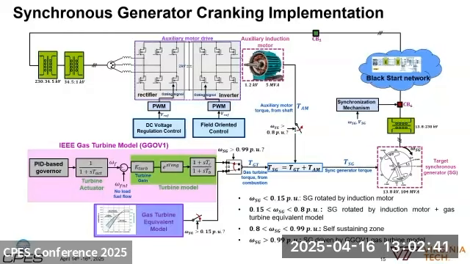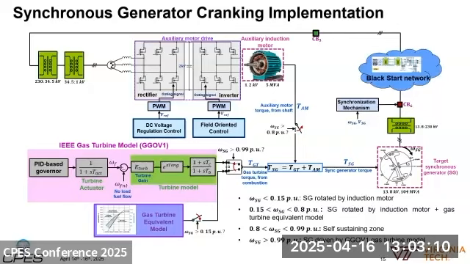And we have a variable frequency drive. It has a back-to-back structure, and the rectifier side is controlled to maintain the DC link voltage. The inverter side utilizes field-oriented control. It allows the regulation and the controlled ramp-up of the motor rotating speed. The mechanical torque imposed on the SG is the summation of the mechanical torque from the auxiliary motor and the gas turbine.